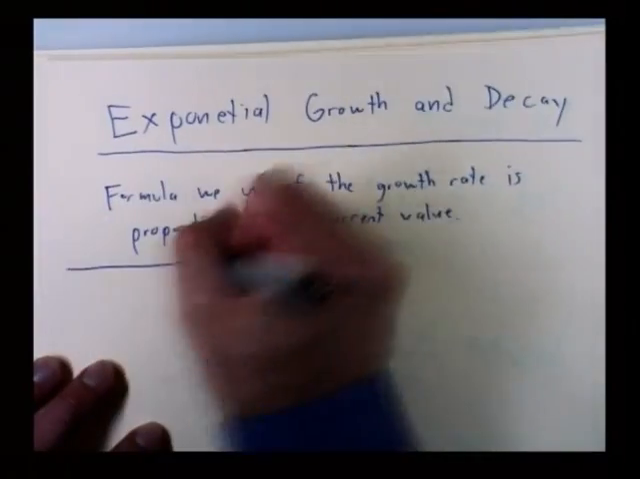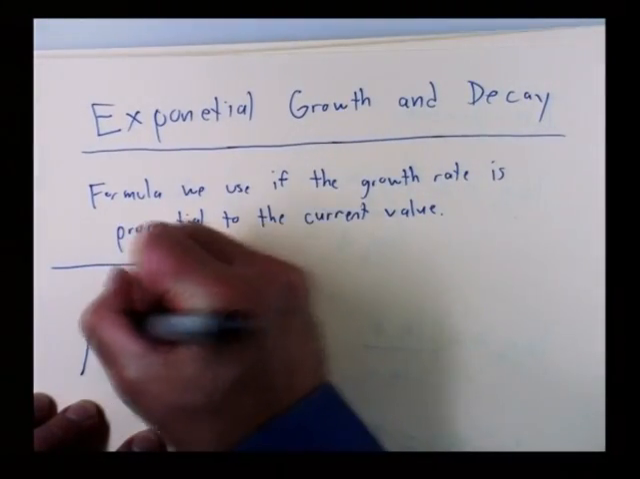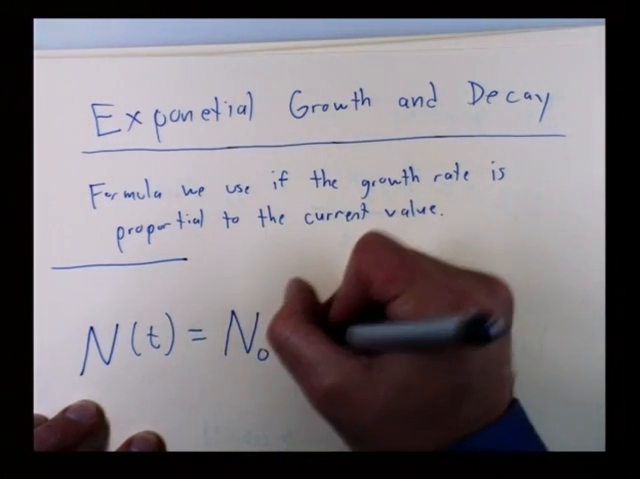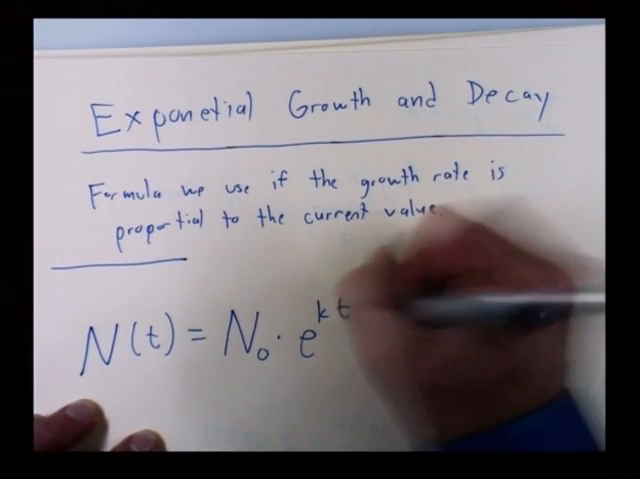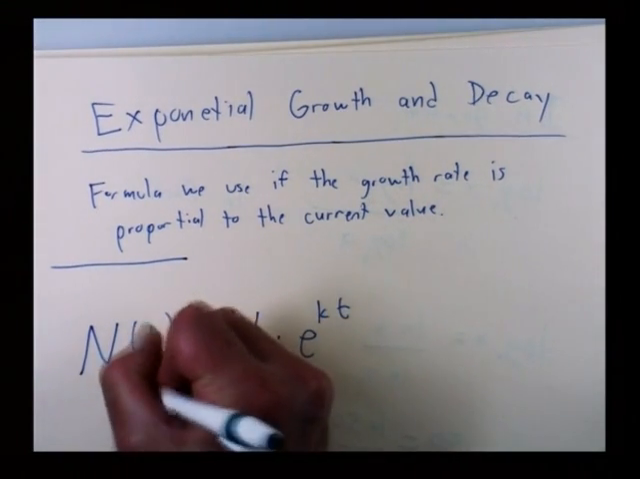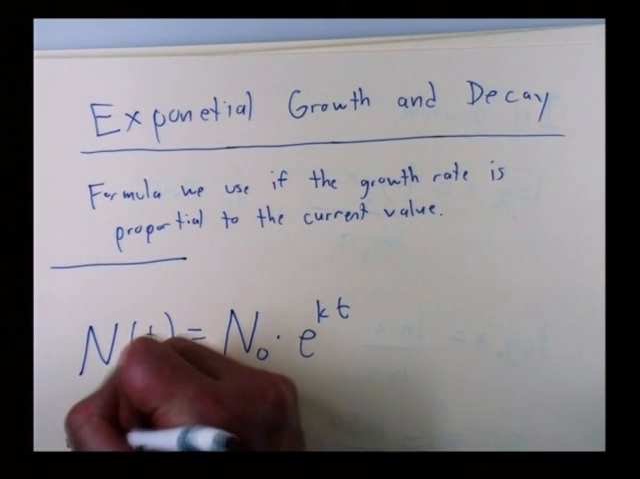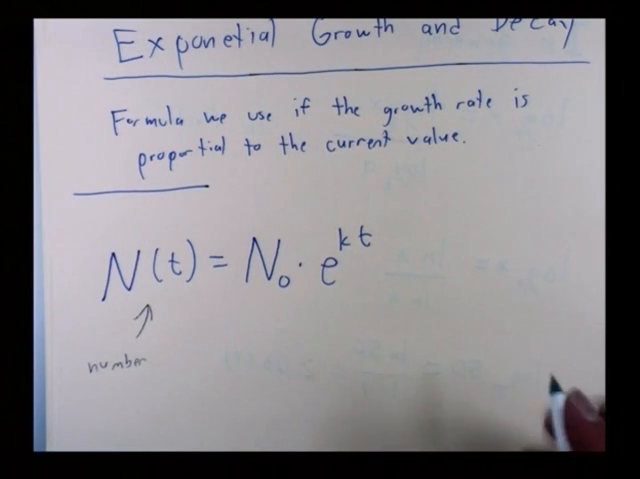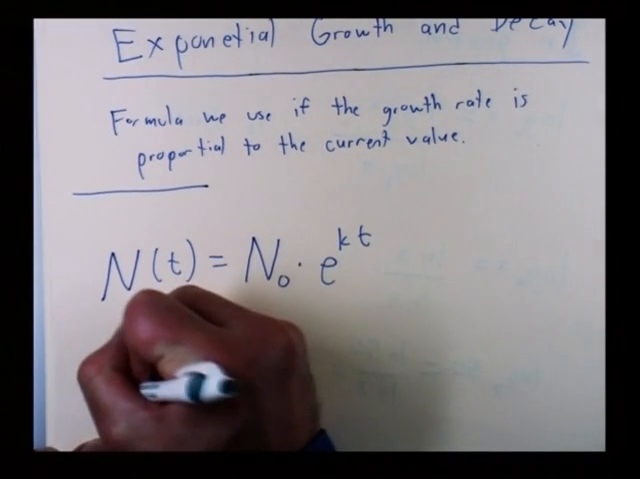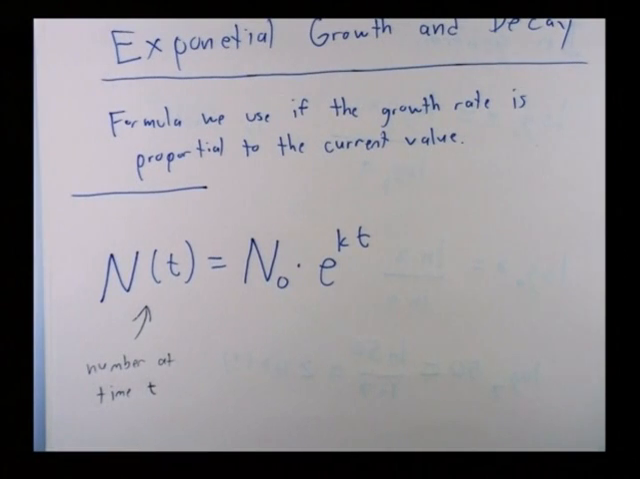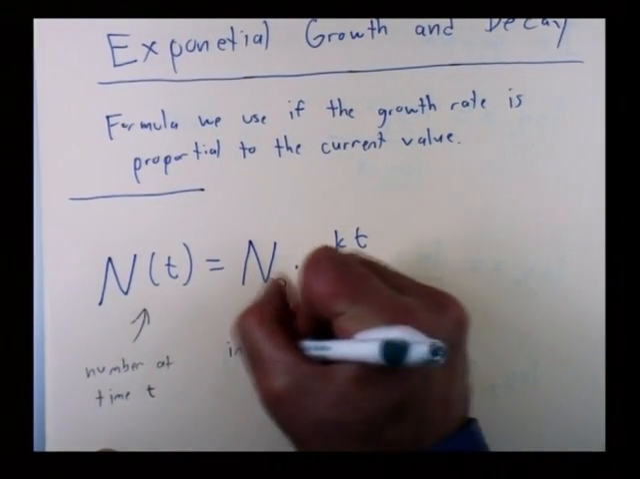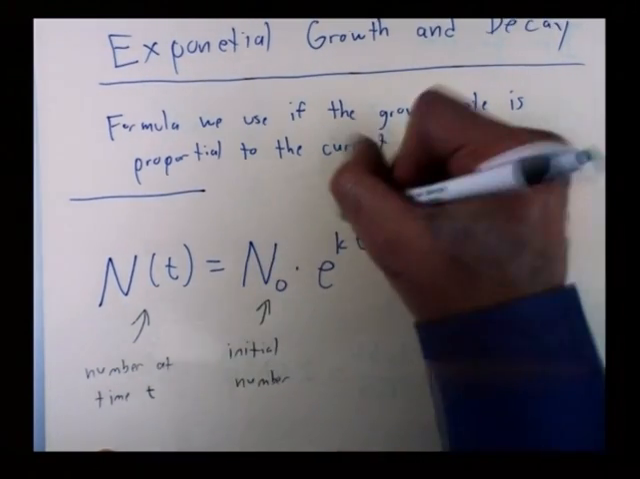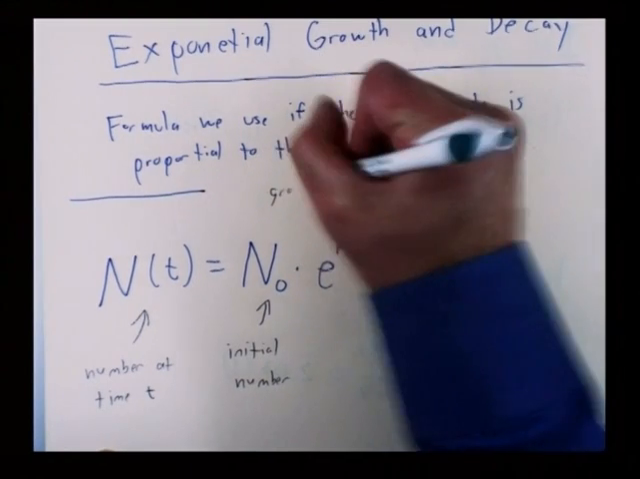And there's really only one exponential growth formula. The formula looks like this. We usually write N of t equals N sub 0 times e to the kt. If we do this, N of t is the number, and you can think of this as the number of people, the number of animals in a forest, the number of dollars in your bank account. This is the number at time t. N0 is the initial number, the starting number, how many you had when you started counting time. k is the growth rate.